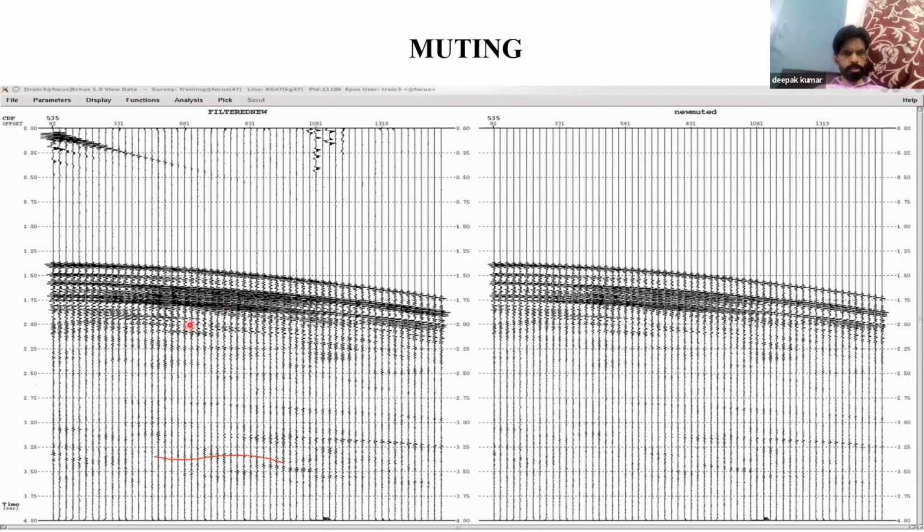See here, the amplitudes are not that prominent. That is because of the effect of direct arrivals and these bad traces. But once we apply the top mute, the amplitude becomes clearer and crisper, and we can see three or four reflectors. I was talking about multiples. See, this is a multiple. Here I have a multiple of the first reflector, which is at around 1.5, and I'm getting a multiple at around 3 milliseconds. The same thing is happening here, which we will see in the coming slides.